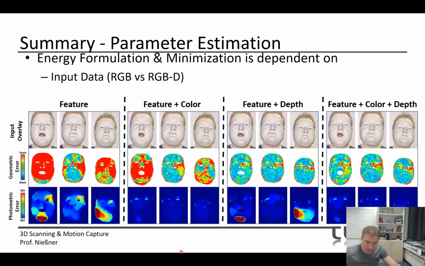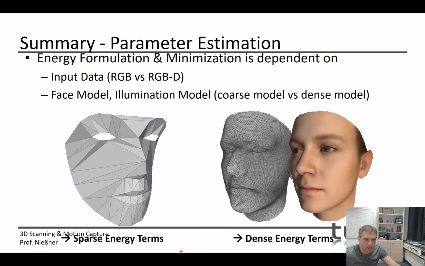So the other thing that's important is actually the face model, right? What we've been talking about is a model that looks like this, where we have a lot of vertices, a very dense model, so we can use these dense terms. If you don't have a dense face model, you can't have dense terms, and with only sparse energies, you can't get as good fits, right? So how dense this model should be, how much detail you want to have, makes quite a big difference.